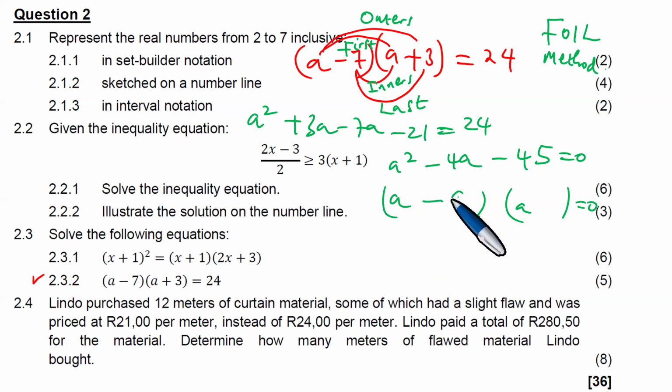Minus 9 and plus 5. Because 9 times 5 is 45. But if you add them, minus 9 plus 5 is minus 4. So these therefore are the correct factors. Spend more time on factorization so that you can be able to factorize a wide range of problems, because sometimes they bring tricky questions here.